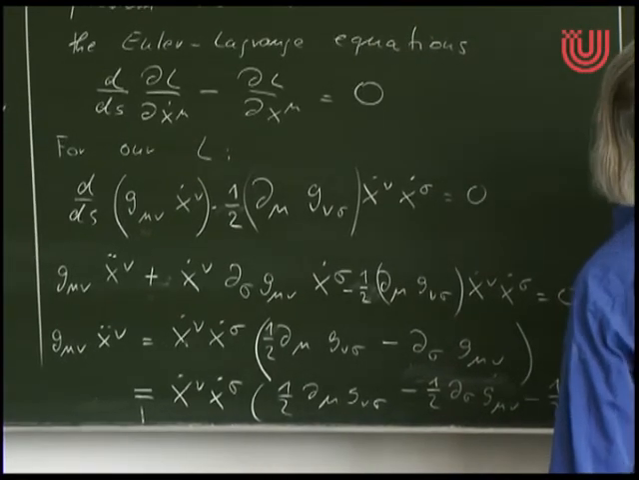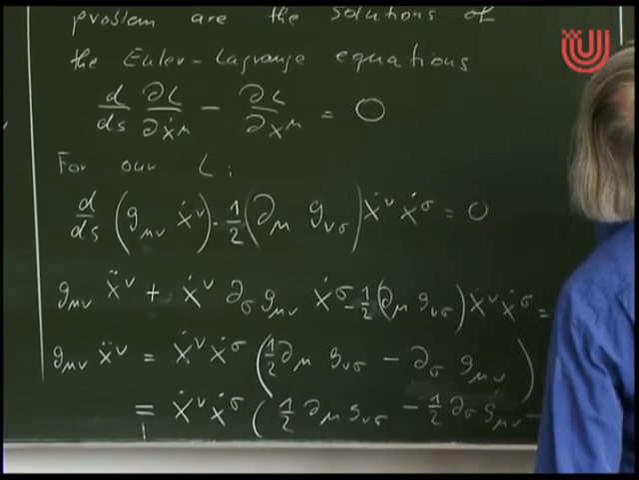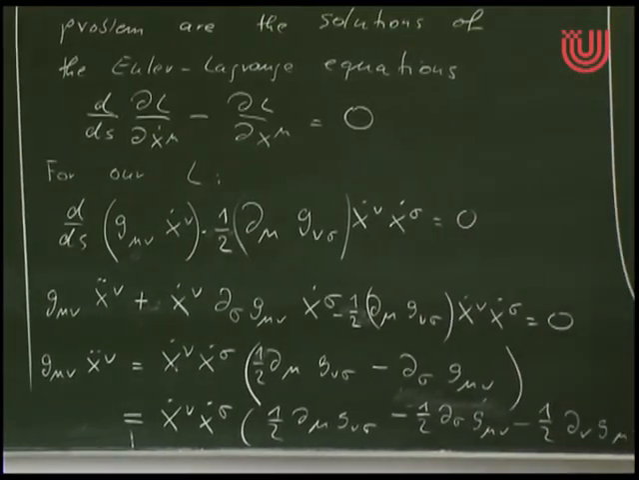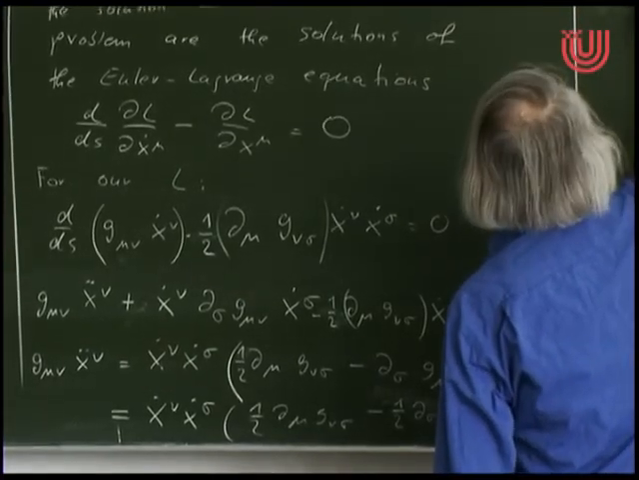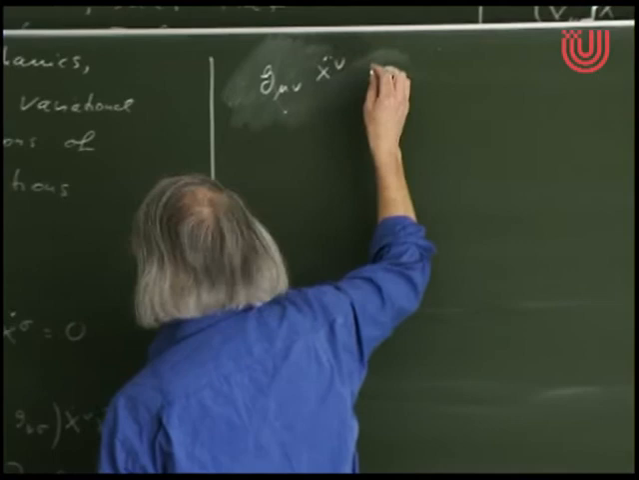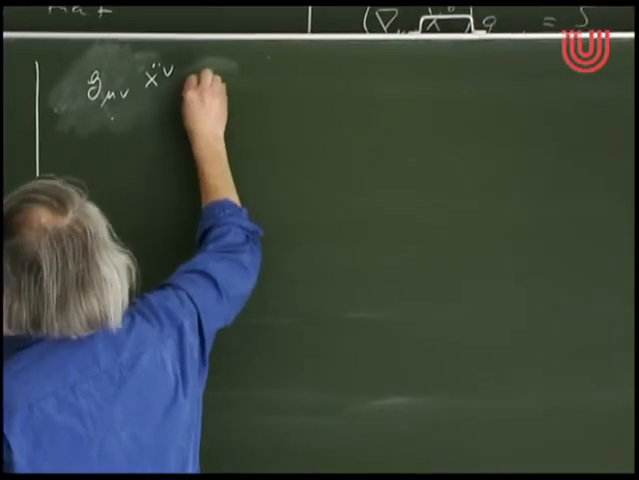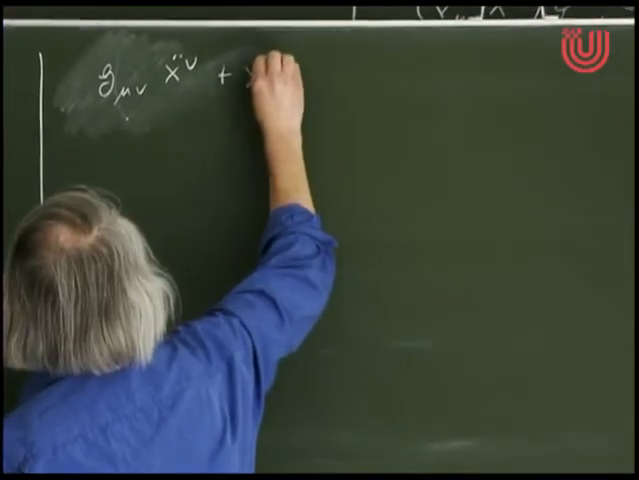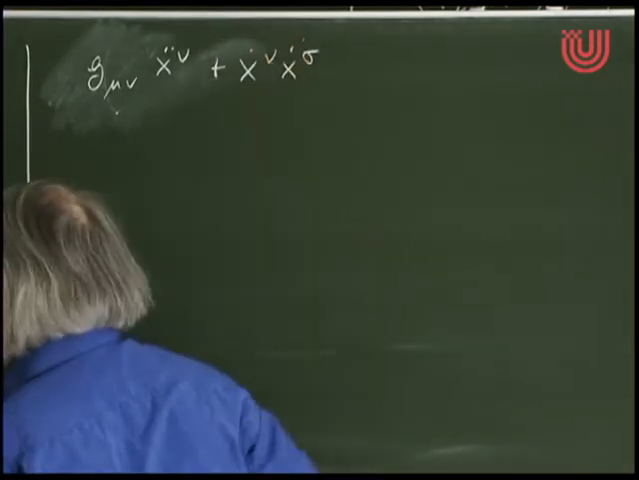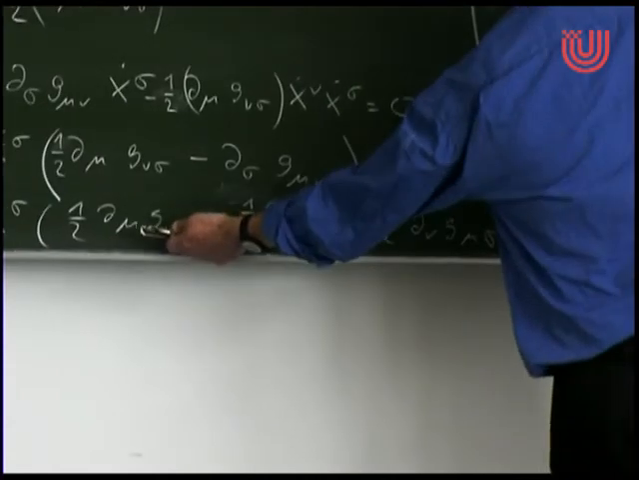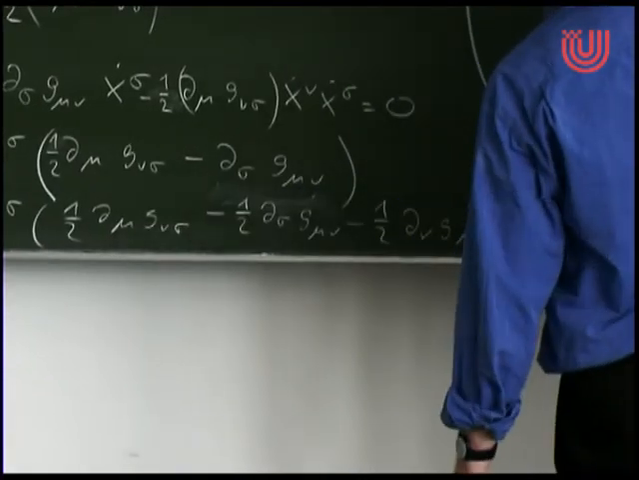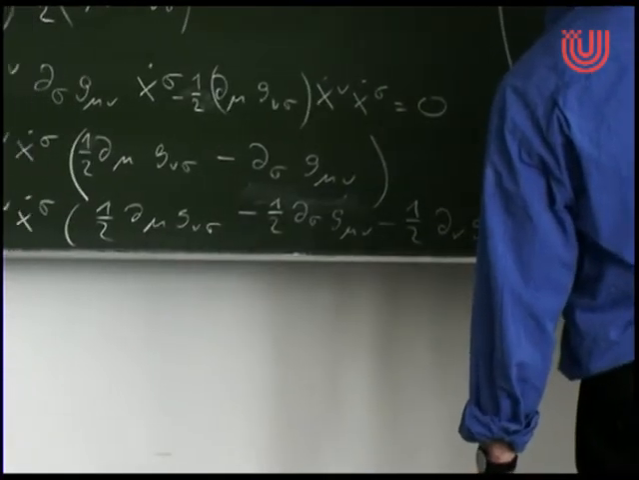Okay, let me do it slowly. Let's not rush. So let me write this again. G mu nu x nu double dot, and I take it back to the other side again. Sorry, this was a stupid idea to take this to the right-hand side. So I have it on this side, and these two terms come with a plus, and this comes with a minus, right? So I can write the 1/2 in front of everything.